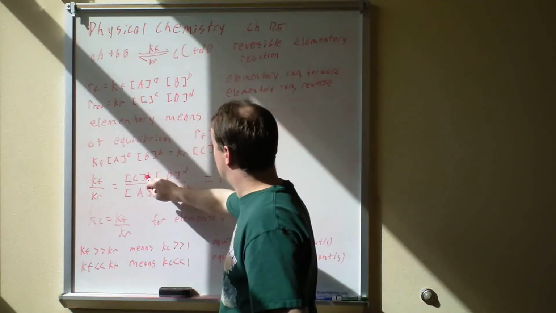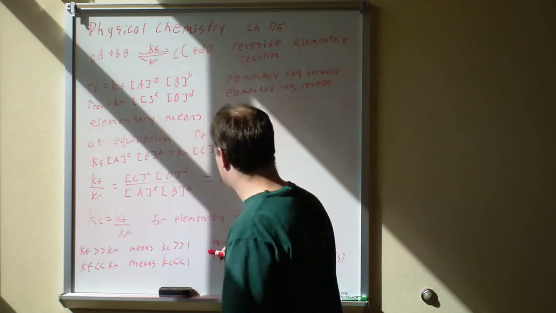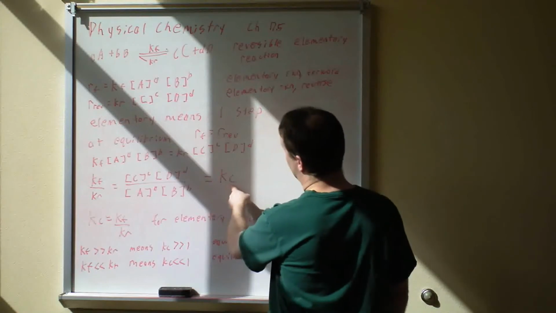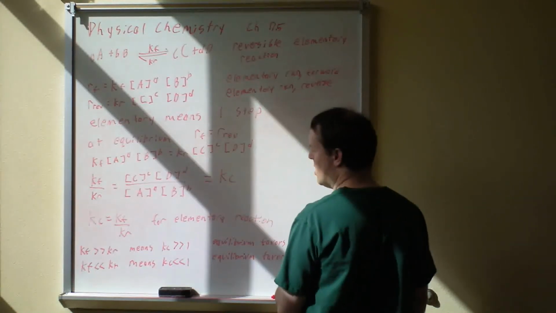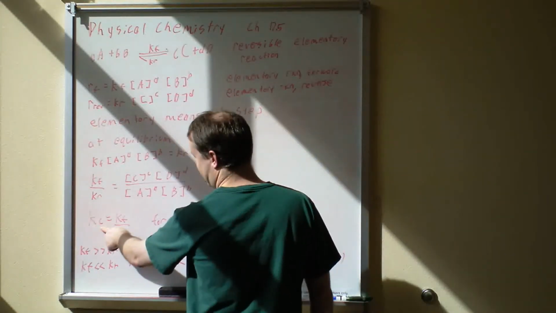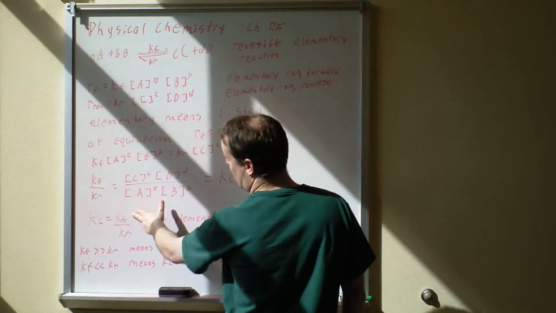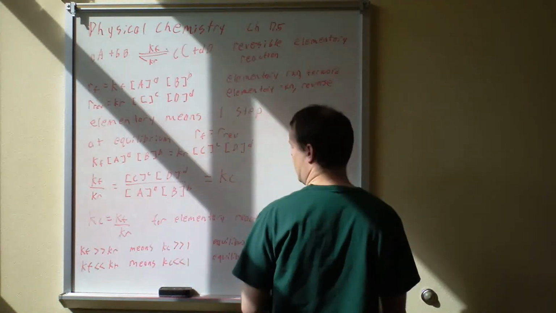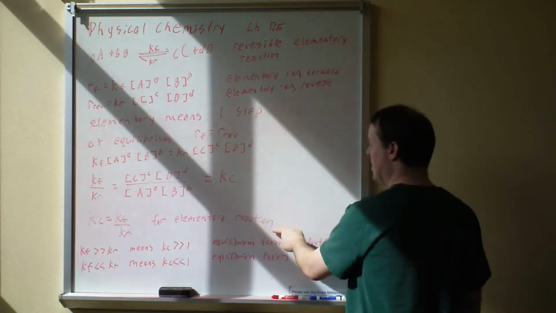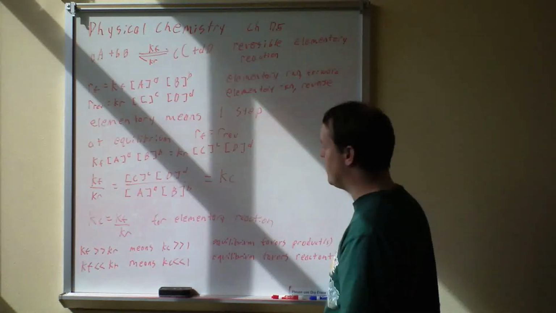And that's equal to the concentration of the products over the reactants. And we also know that is equal to the equilibrium constant Kc. So we know that the equilibrium constant Kc is equal to the rate constant for the forward reaction divided by the rate constant for the reverse reaction, but only if you're talking about an elementary reaction.